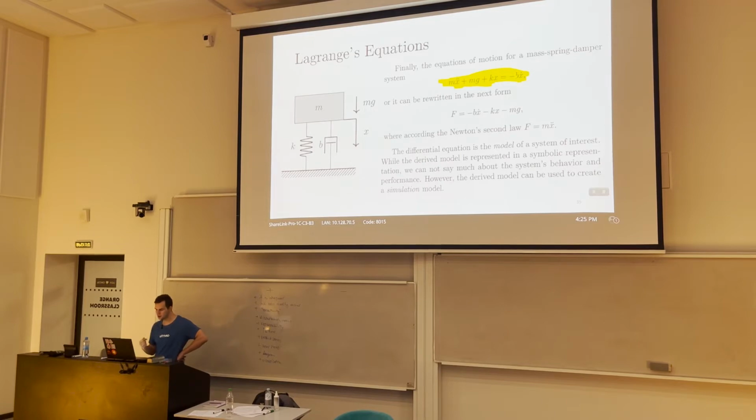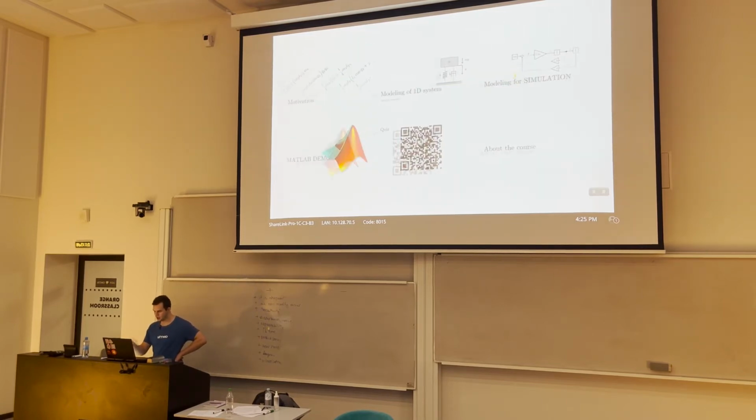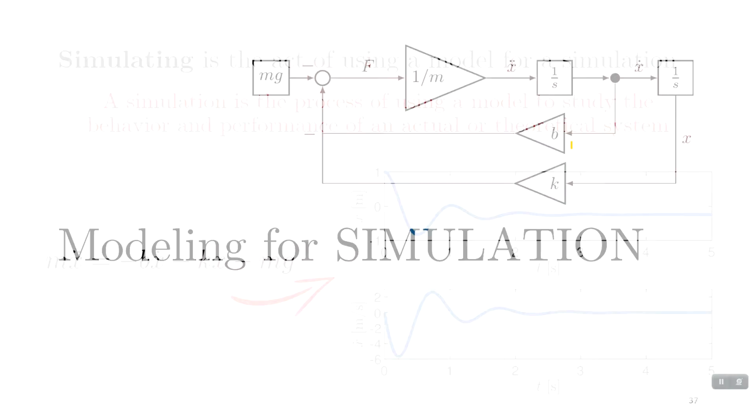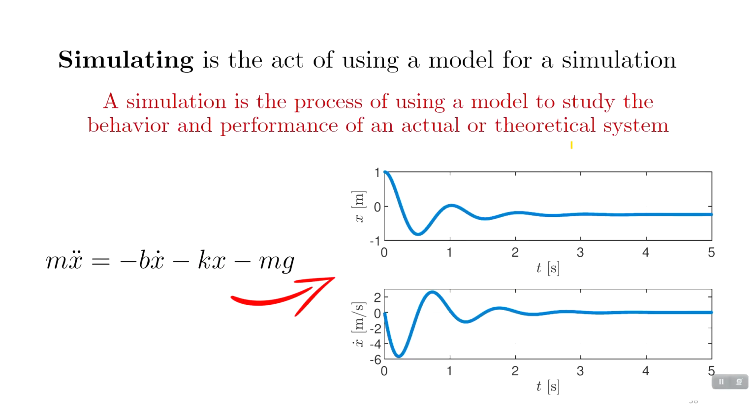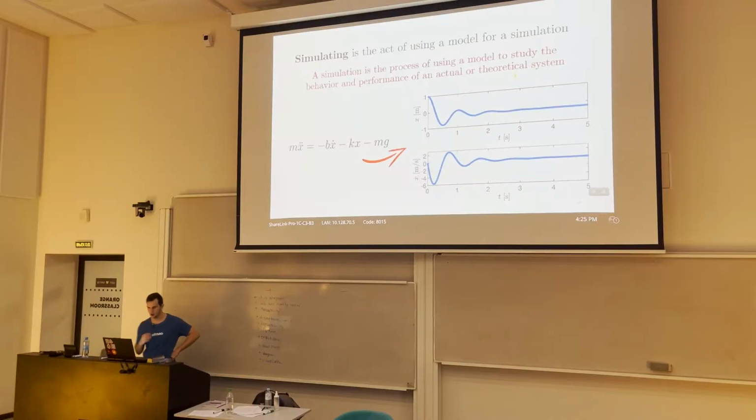And in order to do this, we do simulation. Simulation is the process where we use the derived model in order to study behavior and performance in an actual or theoretical system. For example, here we can use this equation in order to plot these graphs.